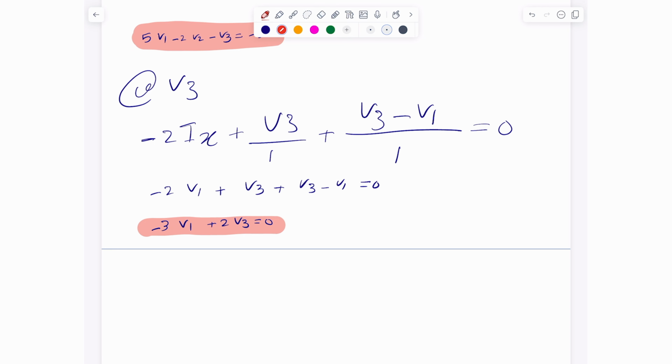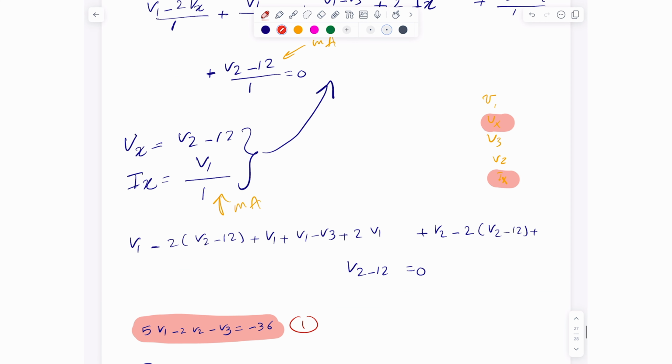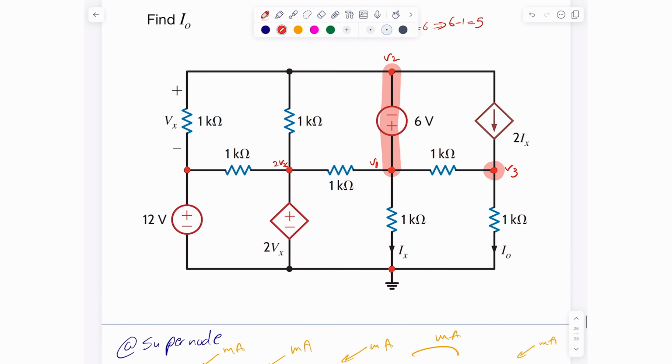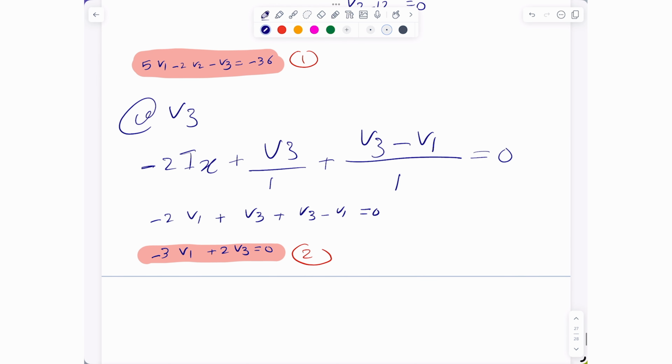So let me just start numbering them. That's 1 and that's 2. Okay, 2 equations, 3 unknowns. We need a third one. The third one comes from the supernode constraint. We know that this voltage in here is higher than this voltage by 6 volts. So we can say that V1 minus V2 is simply 6 volts, and that will be the third equation.